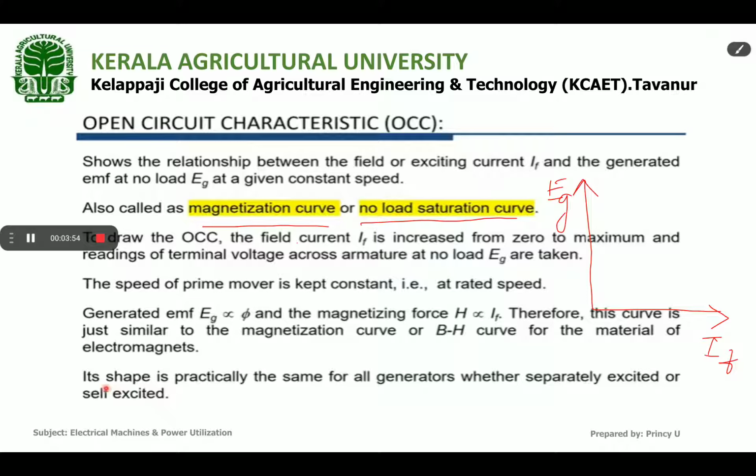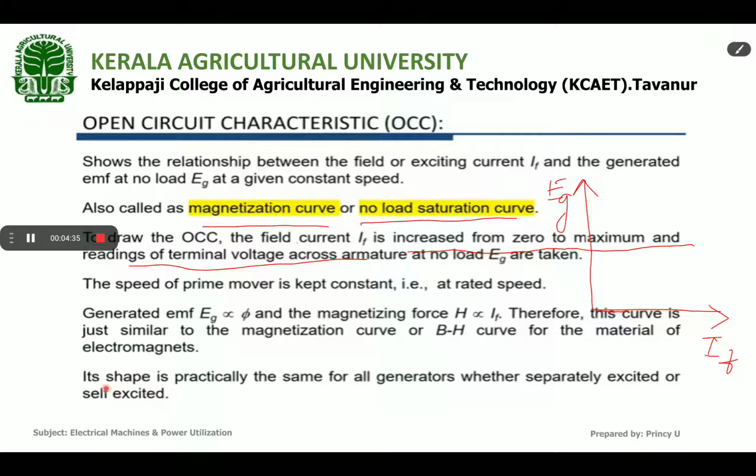To draw the OCC, first we increase the field current IF. Practically, we increase the field current by reducing the field resistance. By giving field excitation, we can increase the field current from 0 to a maximum, and read the terminal voltage across the armature at no load. Then the corresponding generated EMF is taken. The speed of the prime mover is kept constant, that is, the prime mover is rotated at its rated speed.